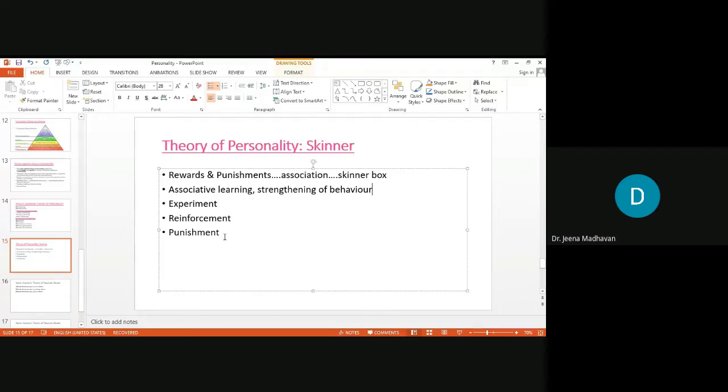It's a learning process, and this is the process through which the strength of a behavior is modified by reinforcement or punishment. And we can say that operant conditioning is also referred to as instrumental conditioning.